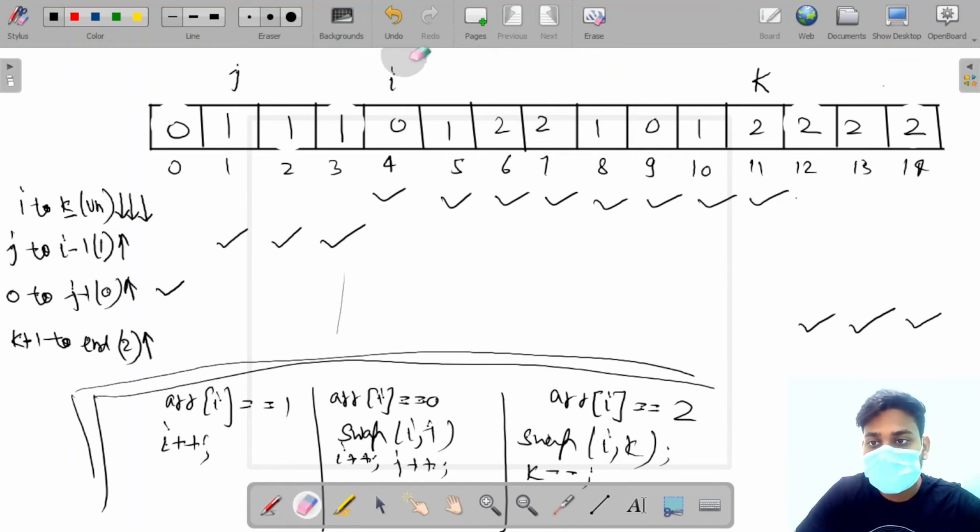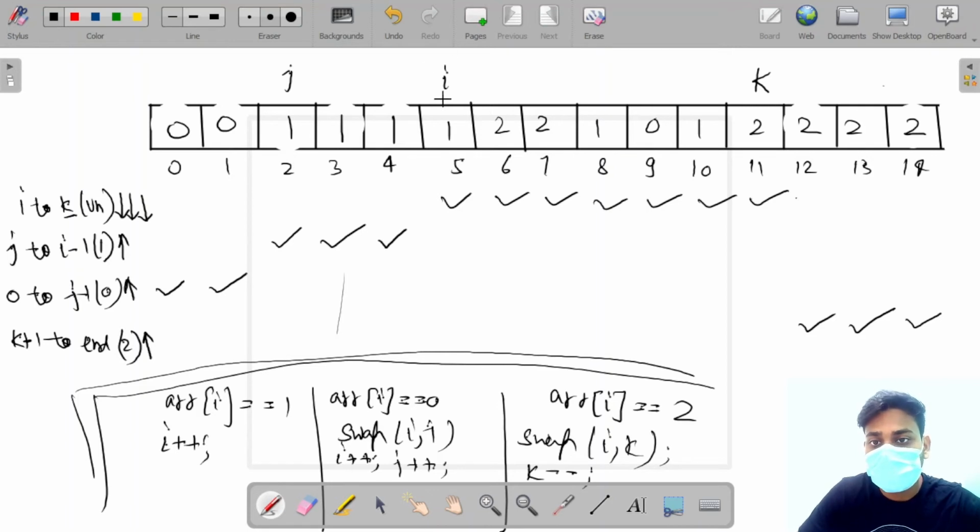So again AR of I equal to 0. Again what we have to do? We have to swap it. So here it will be 1 and here it is 0, and increase the pointers I and J. Now just decrease the unknown region. So the region of 0 increases and the region of 1 is modified.